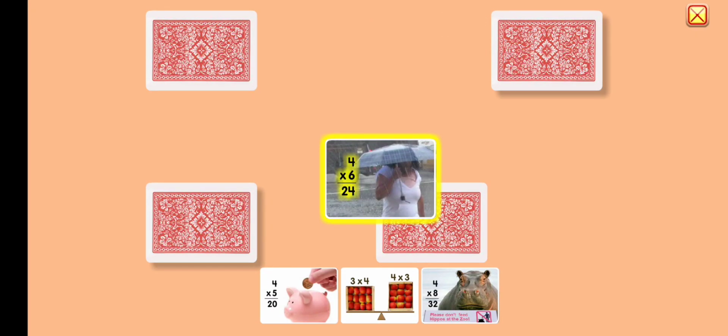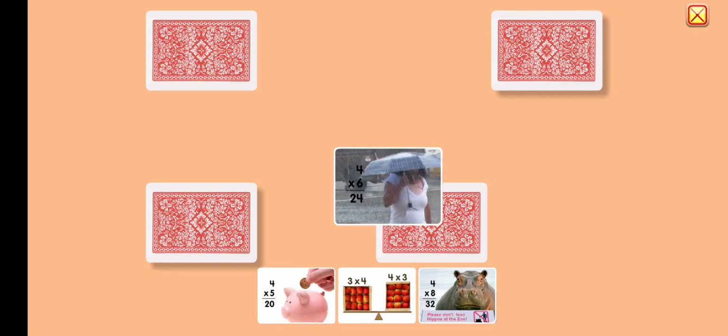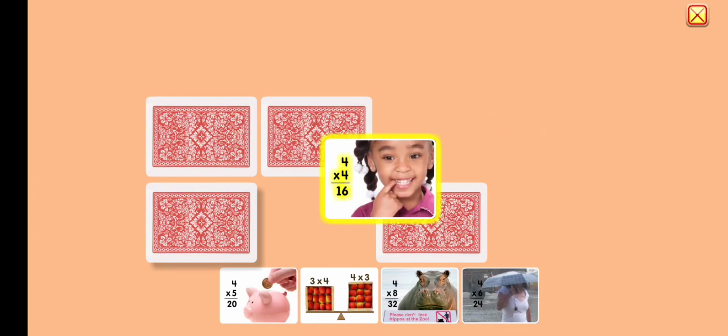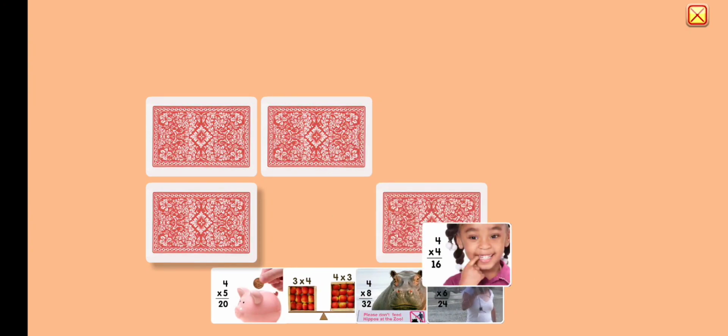Four times six is 24. It's going to rain and pour. Four times four is 16. I keep my teeth very clean.